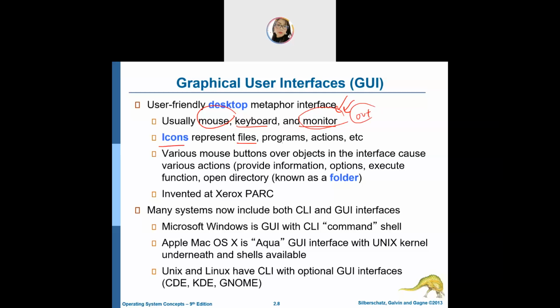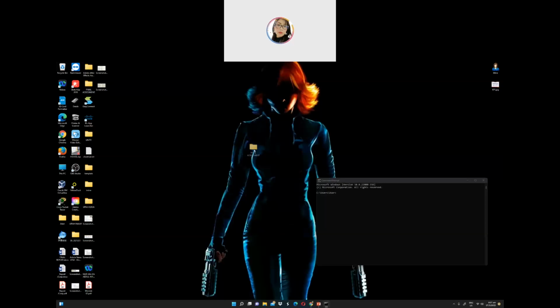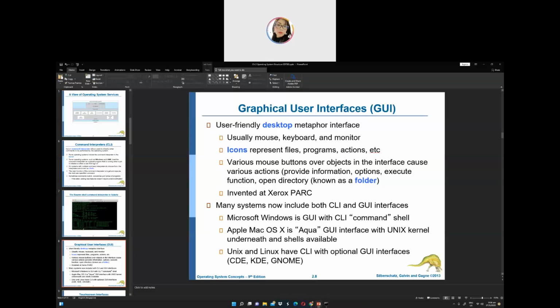Icons represent files, programs, and actions, which you are familiar with. You can always play around with your icon here. You can also change your icon. Last time you can see here, this is my DIT simulator program, but I played around and changed the icon following whatever is preferred by me, similar to my printer. What else? Maybe you can see it's quite small, isn't it? Okay, and then you have various mouse buttons.